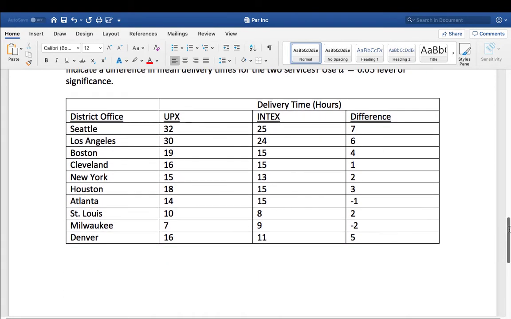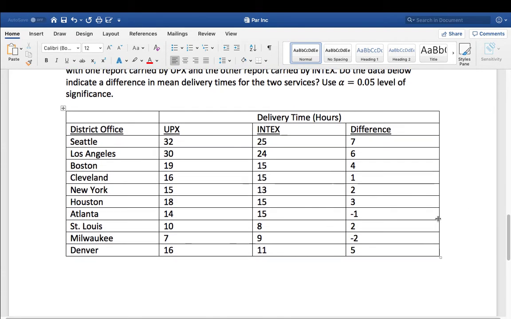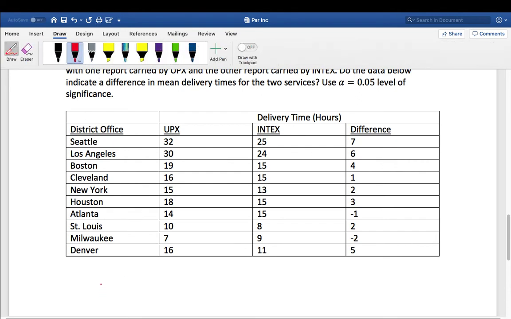So what is it that they want us to check? They want us to check to see if there's a difference in the delivery times, in the average delivery time. So if we just look back up here, it says we want to see if the data indicate a difference in the mean delivery time. The difference just means not equal. So what we're actually trying to do is find out if the average difference in delivery times is not equal, they're not the same.